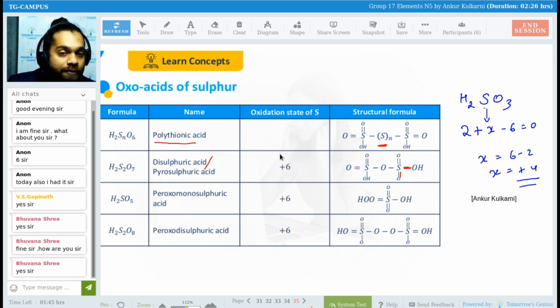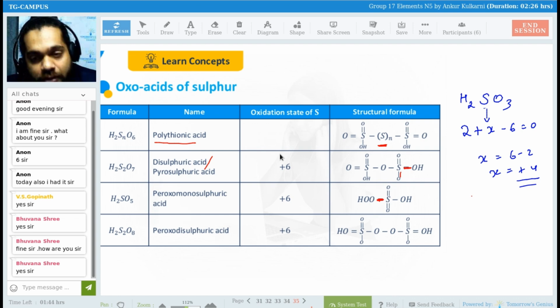Then what do we have? Peroxo monosulfuric acid. Peroxo. What is peroxo? What is peroxide? What is a peroxide linkage, Prashanti? This should be a single bond, not the double bond. What is peroxide? Sarjana, Prashanti, Kirtini, Ragul, tell me. Bhuvaneshwari, Gopinath, what is a peroxide?